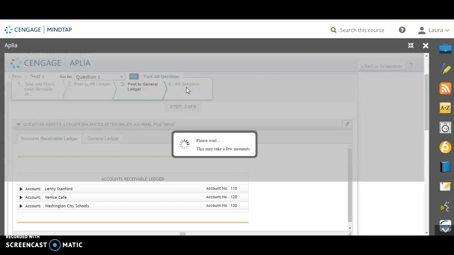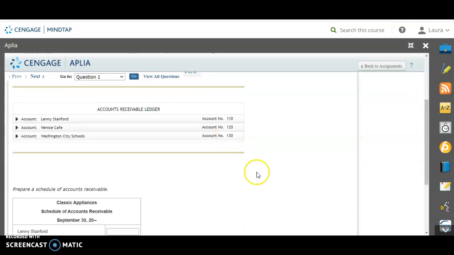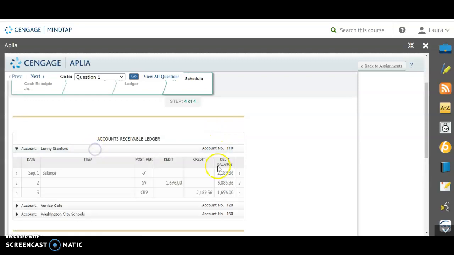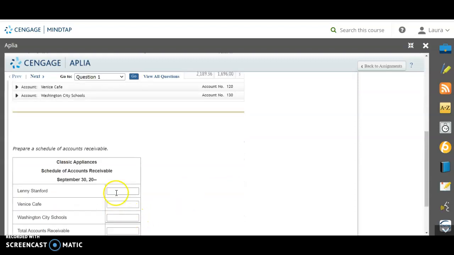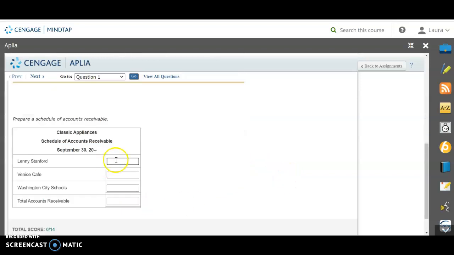Last but not least, our accounts receivable schedule. This is a pretty easy step. We're just adding together all the people that owe us money and how much they owe us. So we're opening up each of these ledgers and we're putting in the final balance into the schedule of accounts receivable down below. So Lenny Stanford, look down at the bottom, 1696.